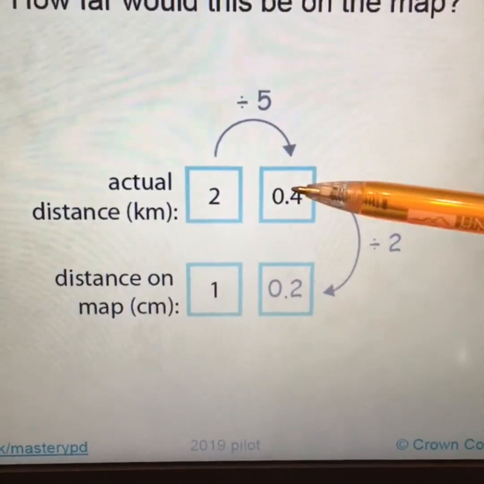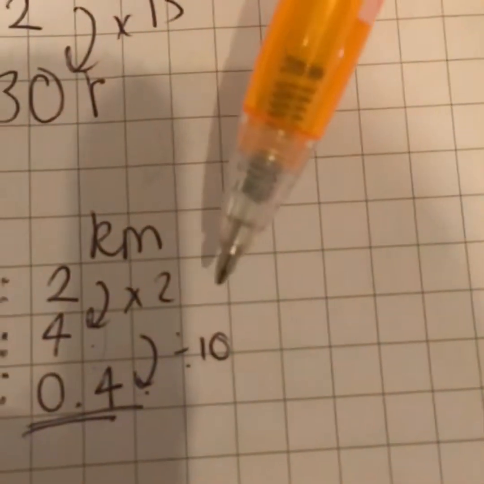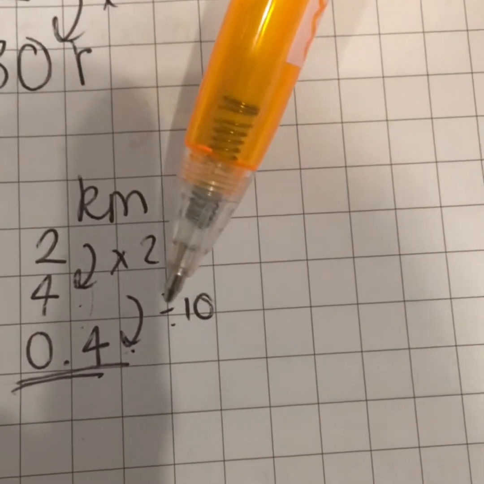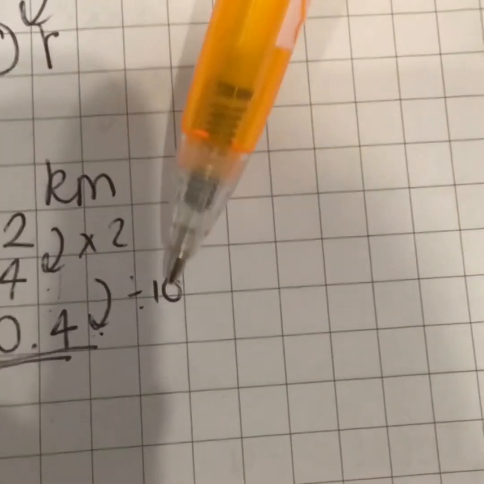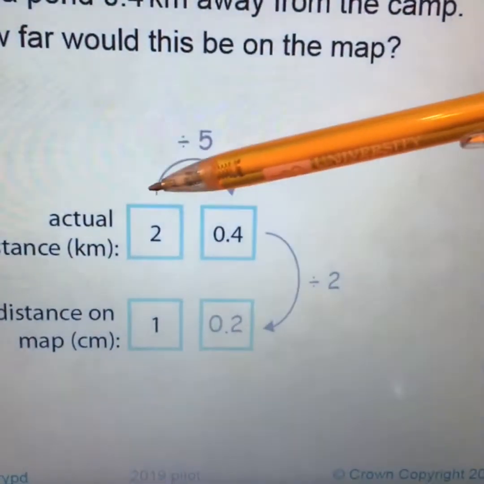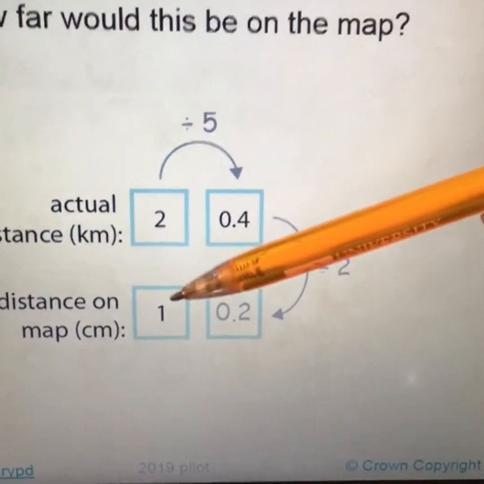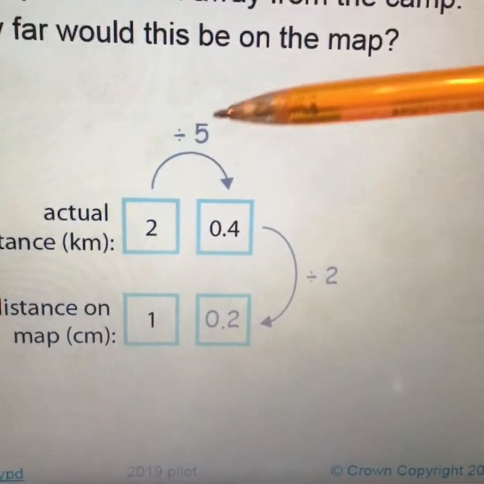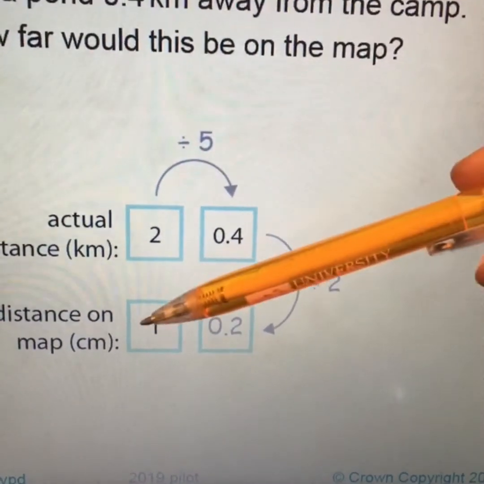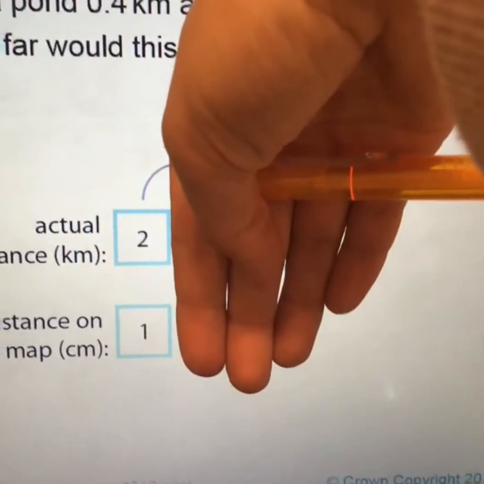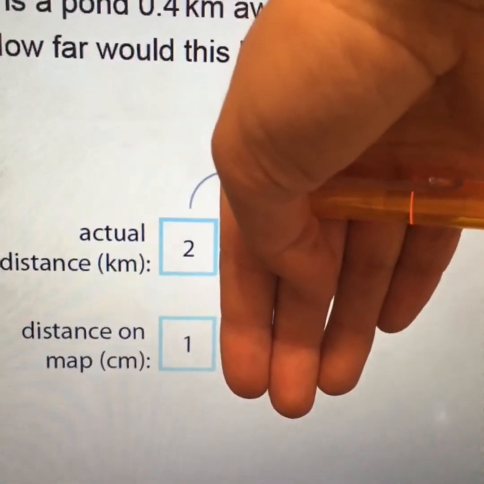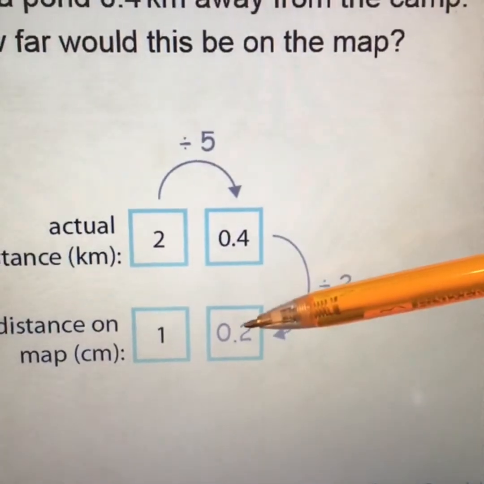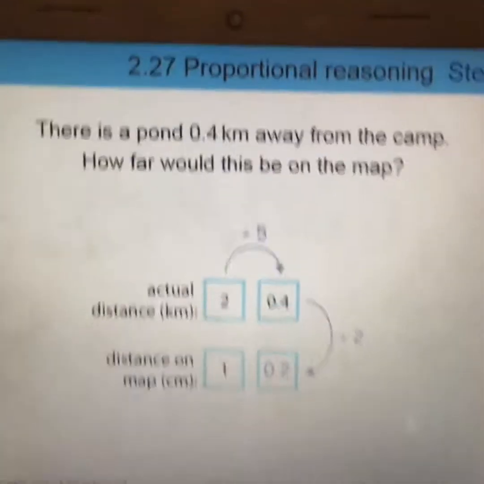You've divided by 5, which of course is the same: times 2 divided by 10 is the same as dividing by 5. Or you could do it in one jump here by just dividing by 5, which would be 0.4. So you can just divide this by 5, which is 0.2, because 2 times 5 is 10, so 0.2 times 5 is 1. Or you can look at this relationship here, where to get from 2 to 1, you divide by 2. So to get from 0.4 to here, you divide by 2, which is 0.2. Okay, loads of different ways that you can look at this.